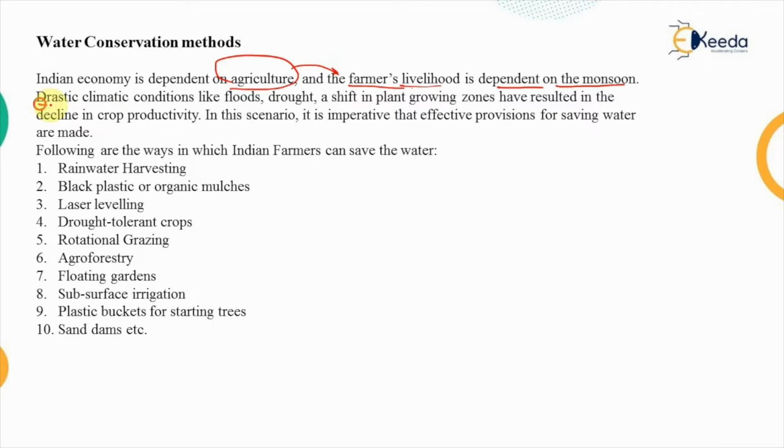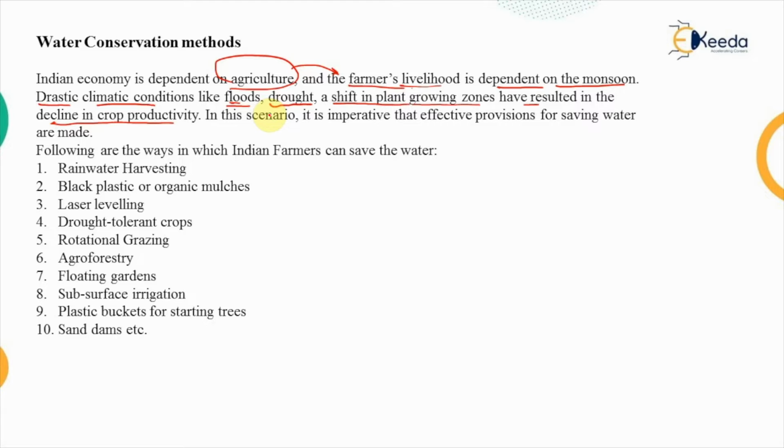But drastic climate conditions like floods, that means if the rainfall exceeds the normal limit, then there will be a flood-like situation, or if the rainfall is deficient, then there will be a drought-like situation, or if there is a shift in the plant growing zones, that may result in a decline in crop productivity.